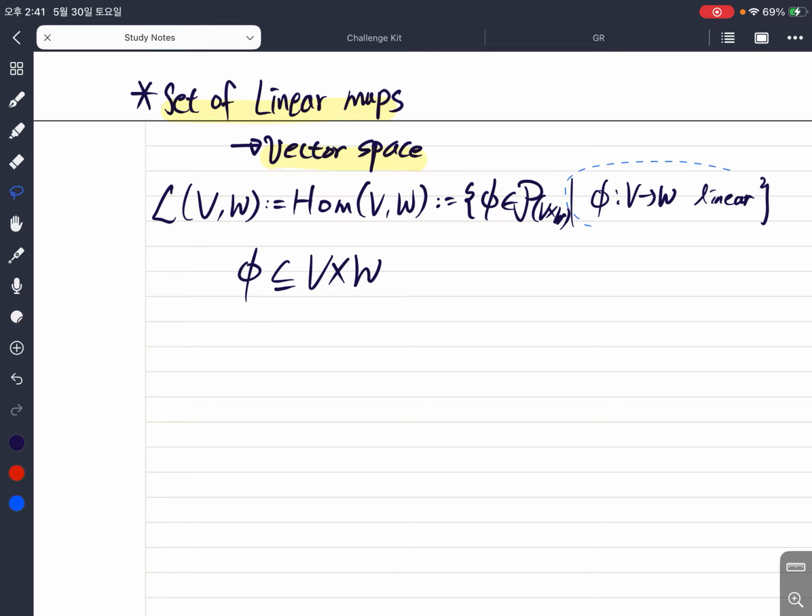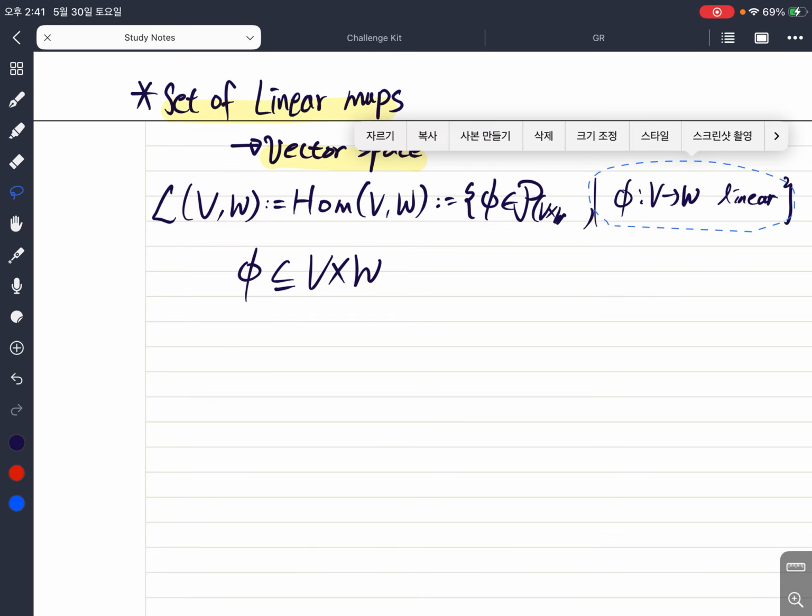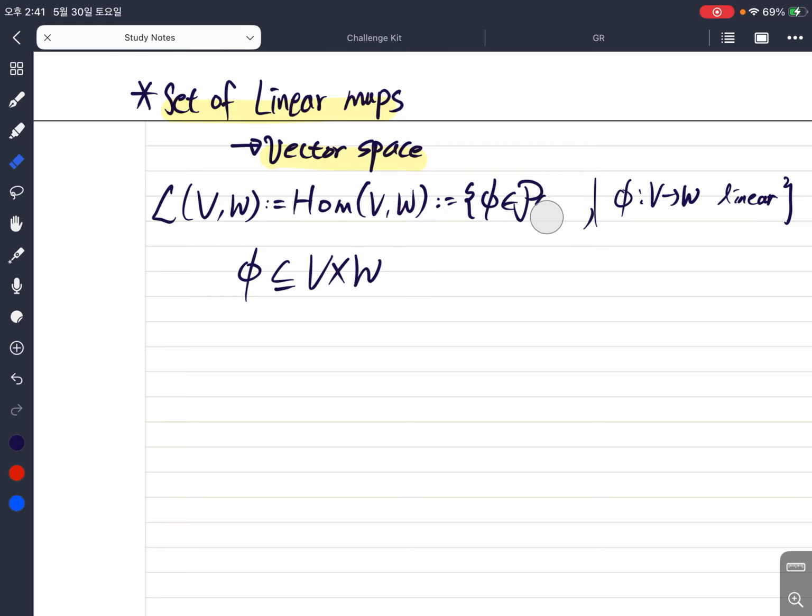I need more space, so I'll move it a little bit right. Okay, again. So the homomorphism Hom(V, W) is a subset of the power set of V times W.